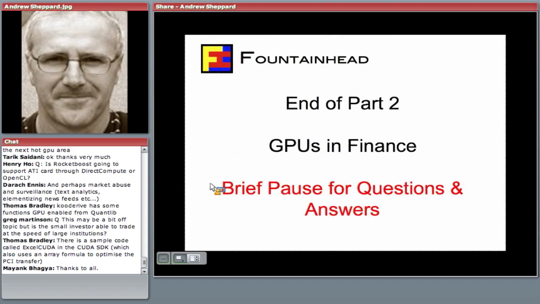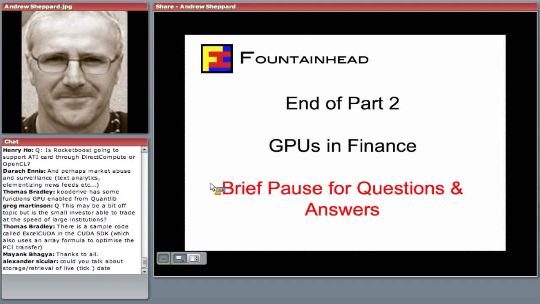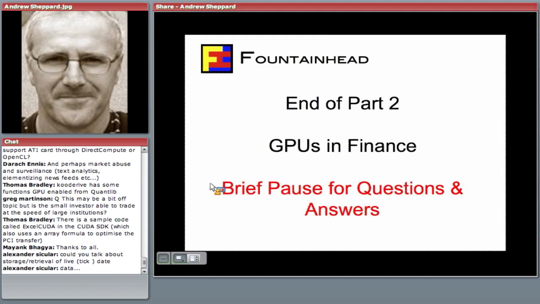Okay. And then we have one last question. It's from Greg, and he says it may be a bit off topic, but is the small investor able to trade at the speed of large institutions? The answer is that they'll never be able to keep up with the big boys.